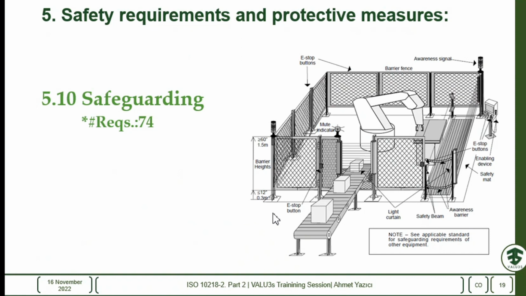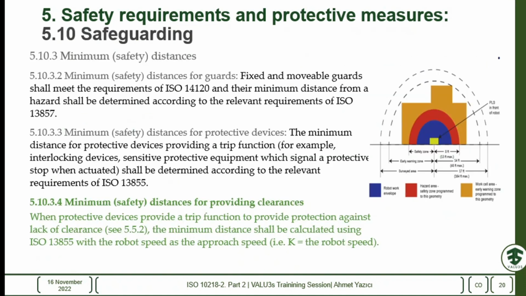Some light devices are designed to prevent access to the cell. But this is not our main focus. We have some interaction with robots, but it is also important to know some of these. For this section, the minimum safety distance definition is critical for us. And there are several definitions for the guards or protective devices, or the minimum safety distance definition for providing clearances.